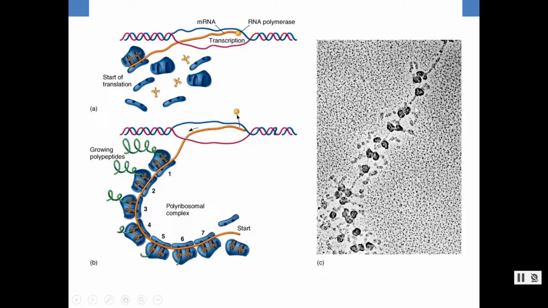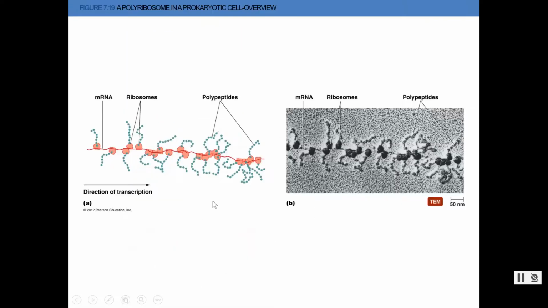We know this happens because we can see it in the picture. This is kind of a beads on a string, and you can see the black is the ribosomes. This next picture, I like this one better. You can see the black is the ribosomes, and this is the polypeptide chain, and then the mRNA strand is there.